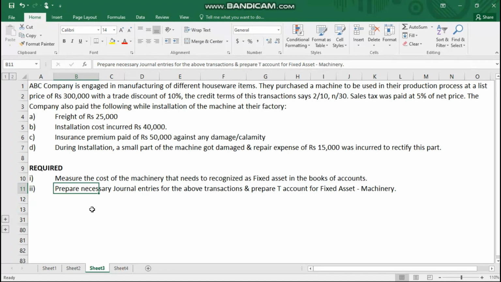The first requirement is that we need to see how the cost will be computed. And the cost, we all know that fixed assets will be recognized at their cost. So the first step would be to compute the cost of this fixed asset. We all know that the machinery is a fixed asset. It's an item of property, plant and equipment. So let's compute its cost.